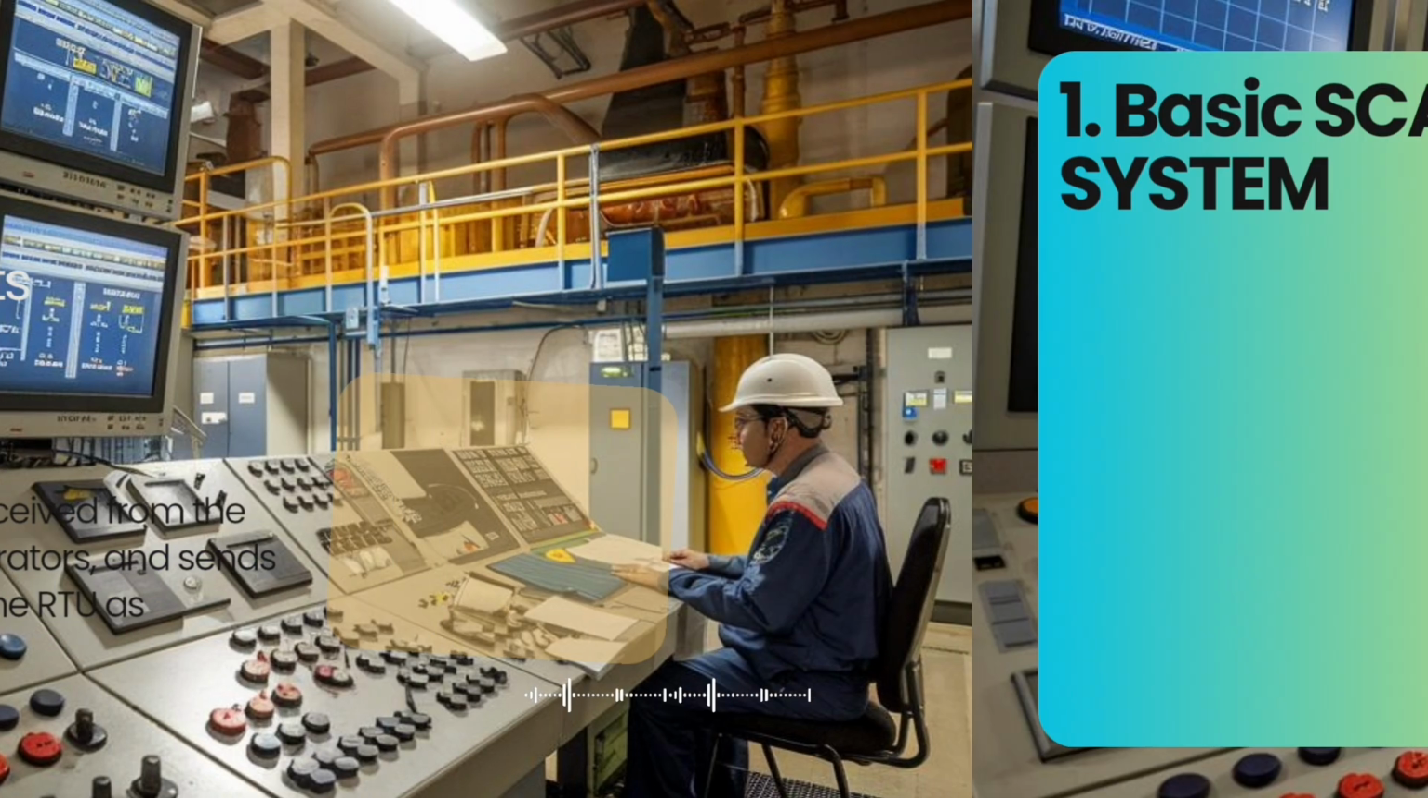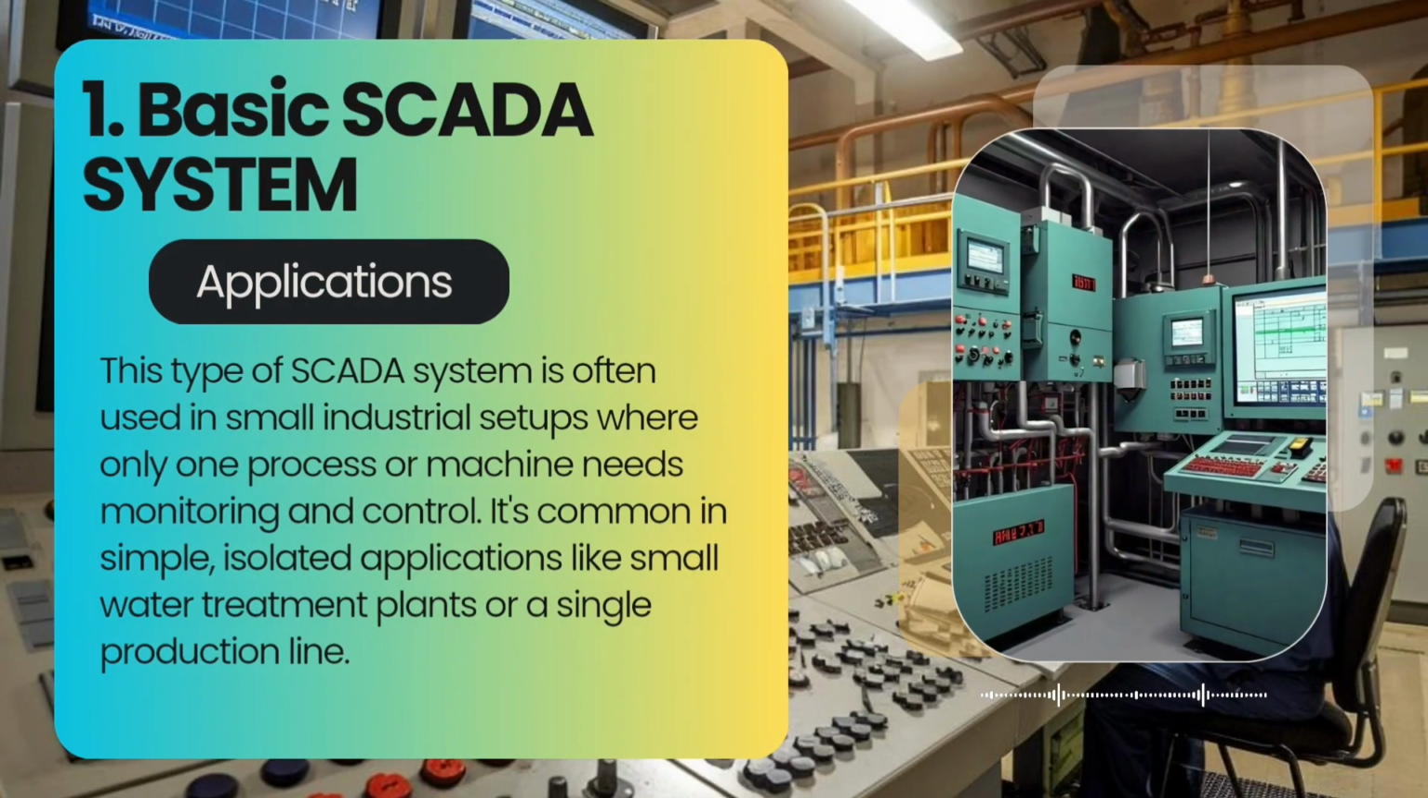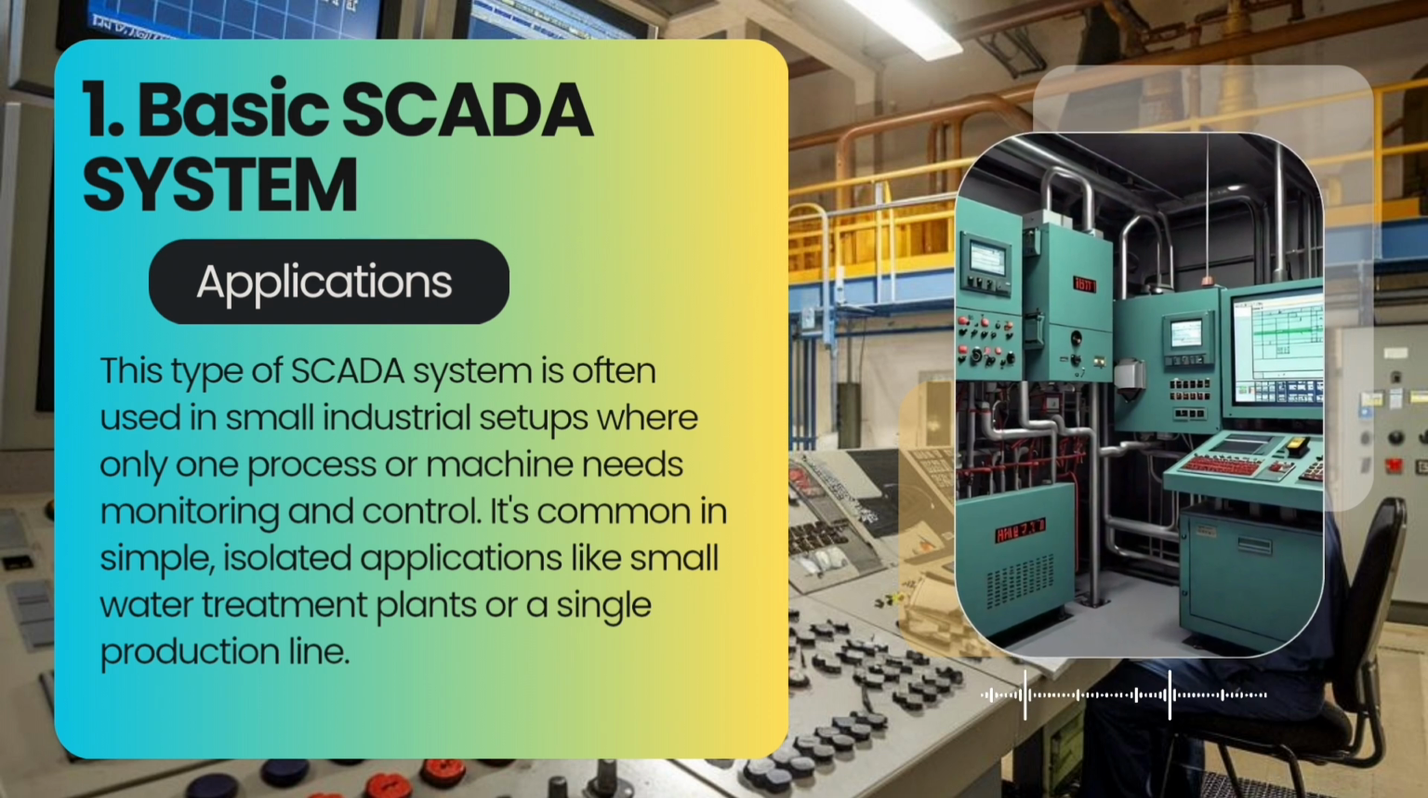necessary. Application. This type of SCADA system is often used in small industrial setups where only one process or machine needs monitoring and control. It's common in simple, isolated applications like small water treatment plants or a single production line.